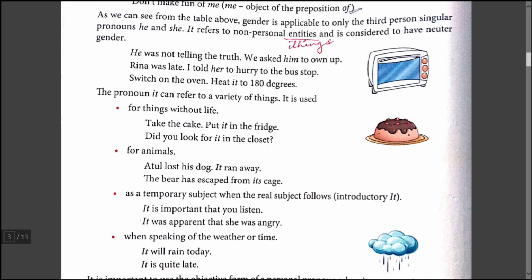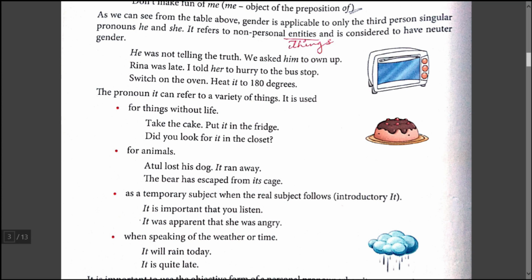Next one, for animals you are using it. Examples are, Atul lost his dog. It ran away. What ran away? It. It denotes to whom? The dog. Next one, the bear has escaped from its cage. Whose cage does it belong to? Bears. So here you'll be using its.